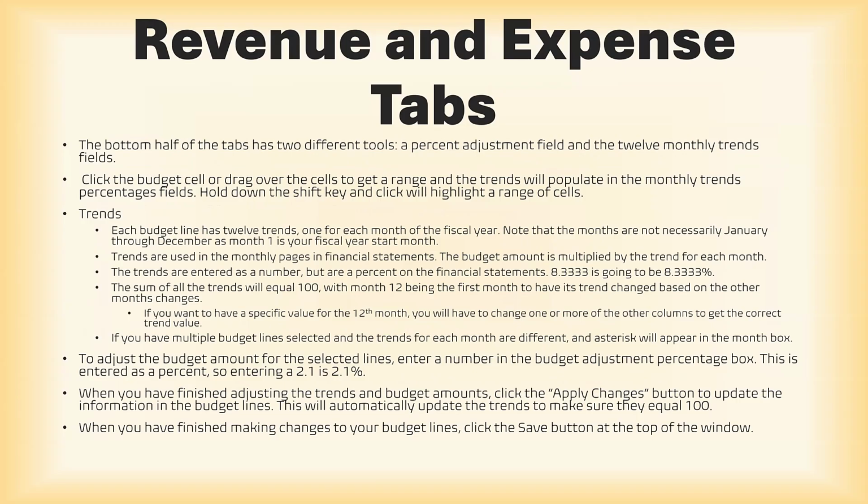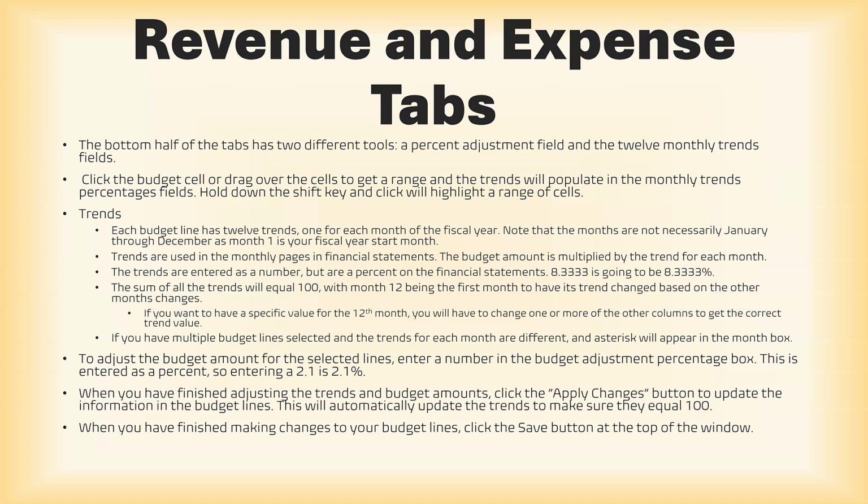And then the bottom half of the tabs has two different tools. It has a percent adjustment field and the 12 monthly trends. So when you're editing a budget, you can highlight it, you can click on the budget amount cell or drag over the cells to get a range, and the trend values will populate in the trend boxes. You can also hold down the shift key and click and it'll highlight a range of cells. You can also hold control just to click different cells. So there are multiple ways to get a range of cells.